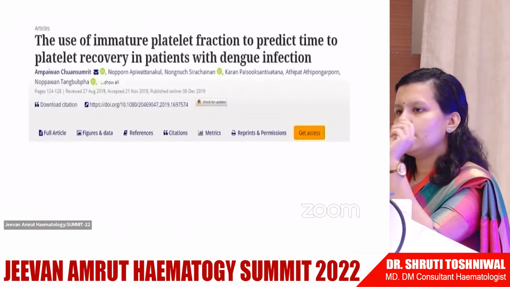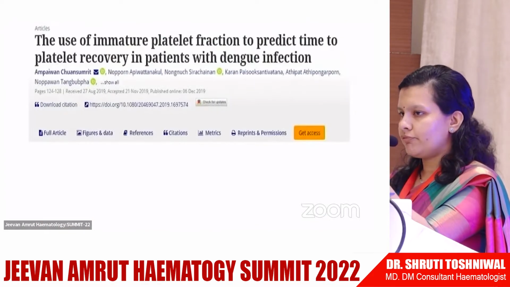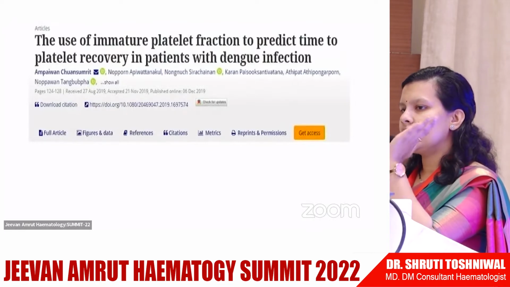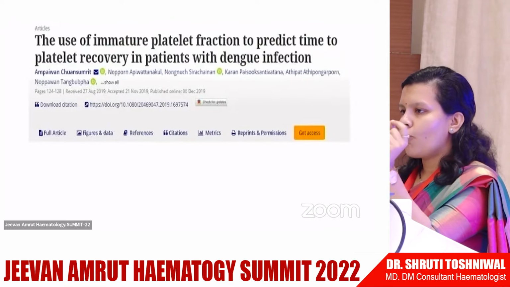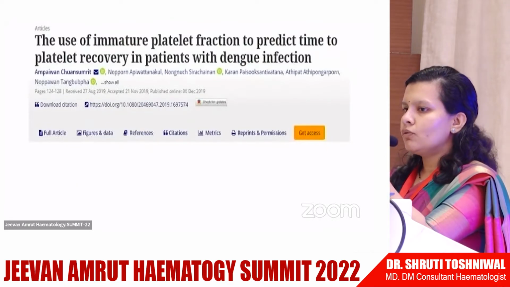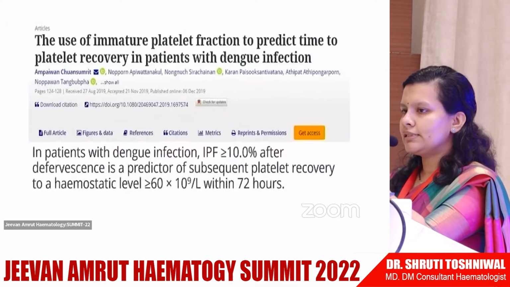So there is a very important fraction. This is the immature platelet fraction. This can detect your platelet recovery. The normal range of this immature platelet fraction is 3.6 to 9. So what they have done in this study.